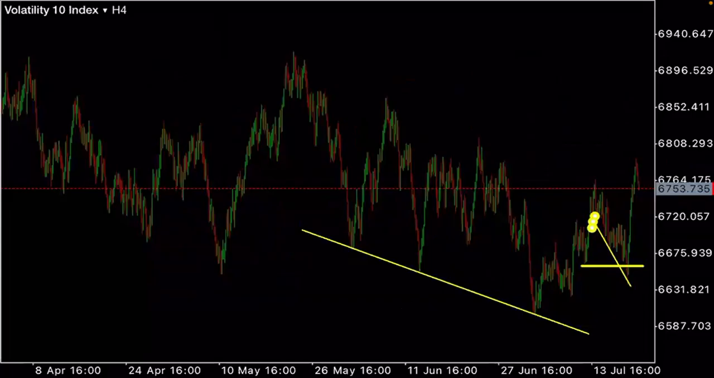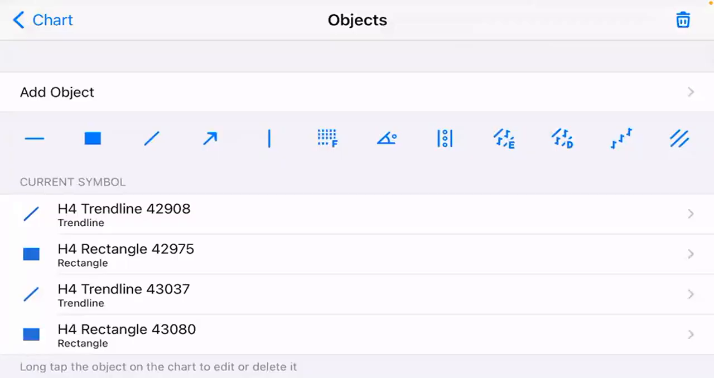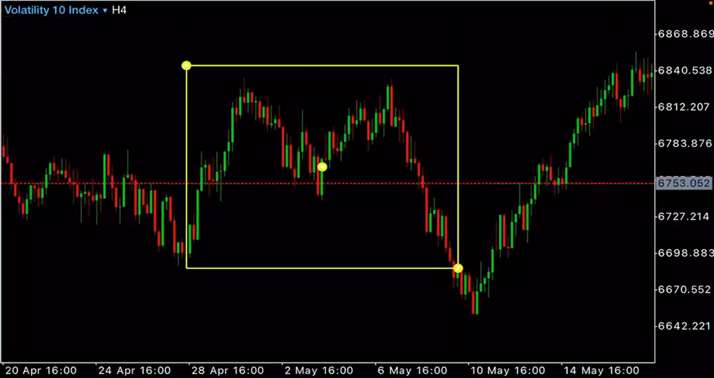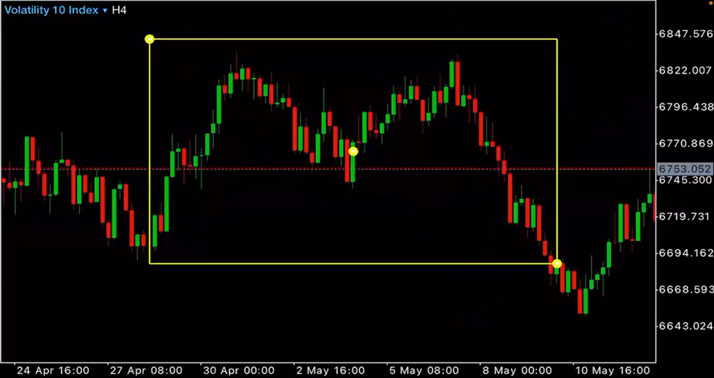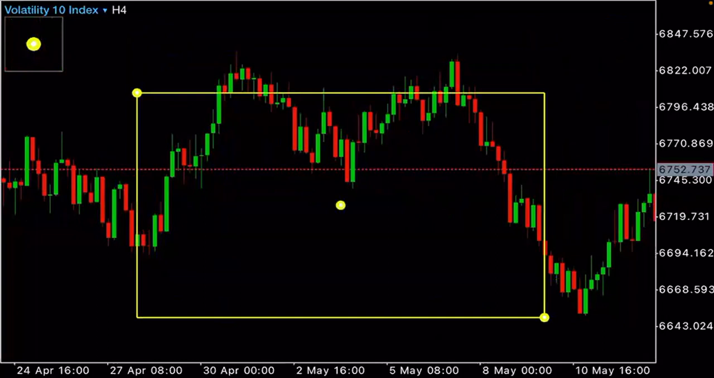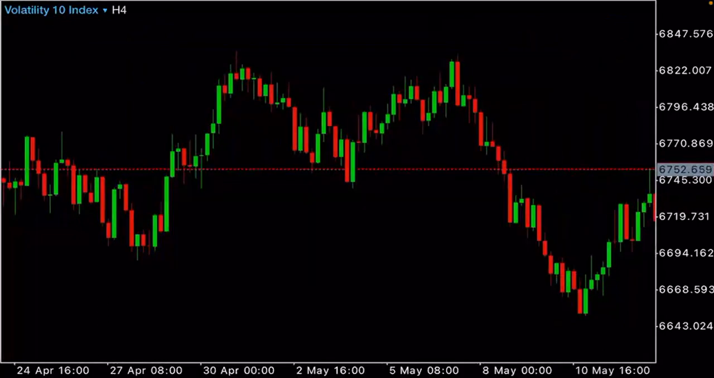Let's look at V10, right? We want to focus on this pattern, guys. So this is the M that we are talking about. Let's see the second leg, how it was formed. That's the most important part.